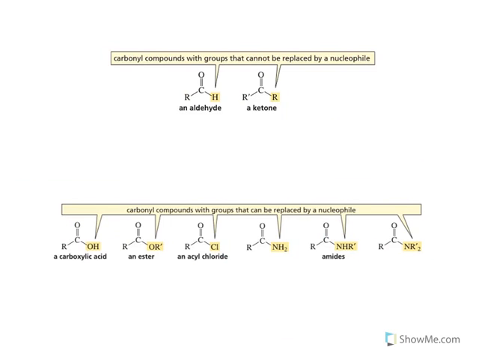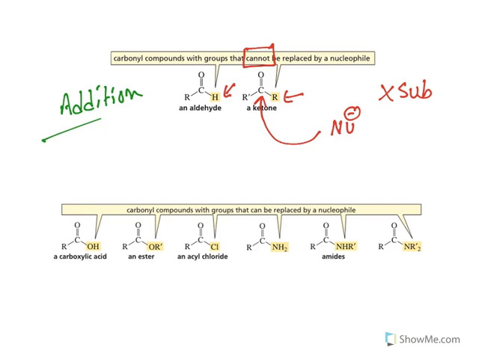Let us see. The same thing is explained here. Carbonyl compounds with groups that cannot be replaced by an incoming nucleophile. The carbonyl carbon is an electrophilic center which is attacked by a nucleophile. The nucleophile comes and attacks here. Now, these groups R and hydrogen cannot be replaced. If they cannot be replaced, substitution will not take place. Then what takes place? Addition takes place. So again, nucleophilic addition is a characteristic reaction of these compounds.